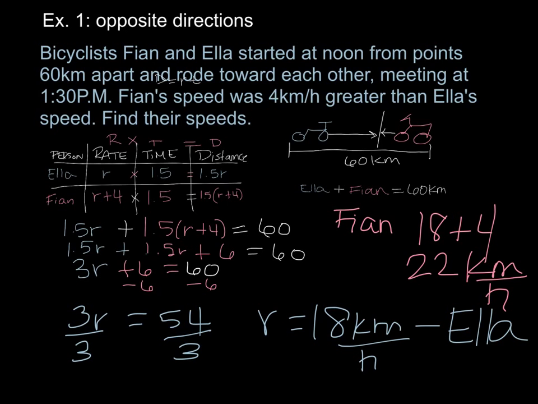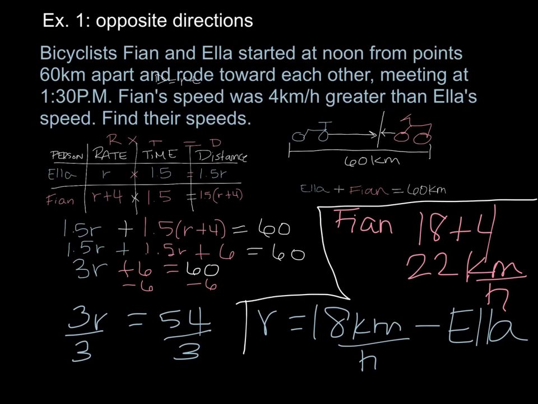So my final answer is here. Ella goes 18 kilometers per hour and Fionn goes 22 kilometers per hour. And after an hour and a half, they've met somewhere in the middle of the 60 kilometers.